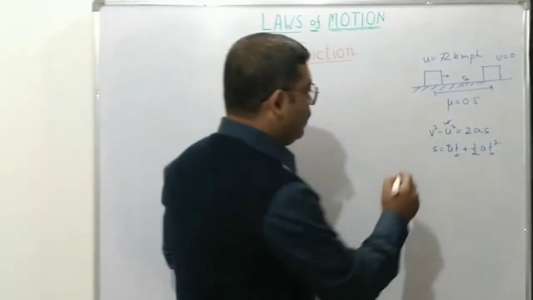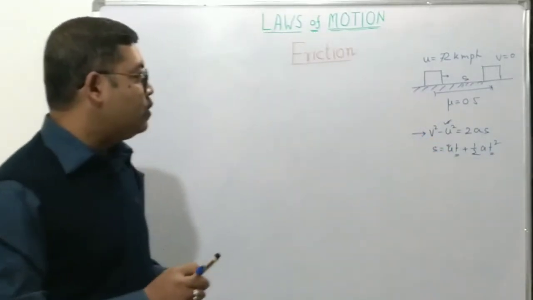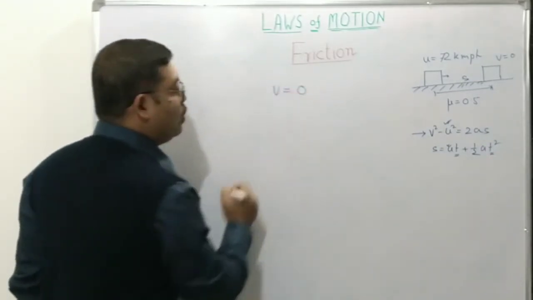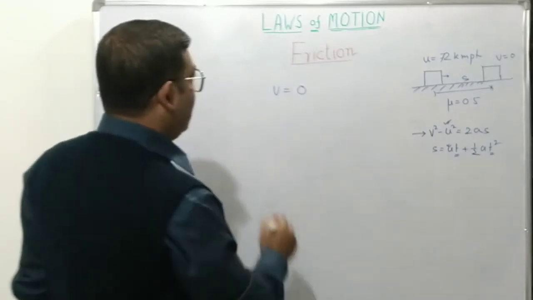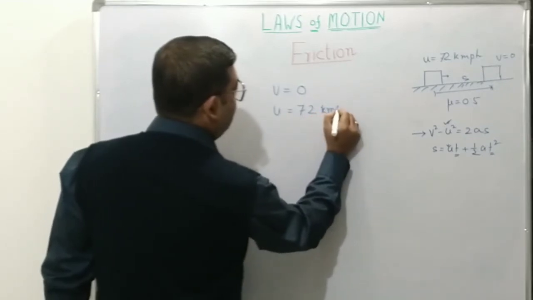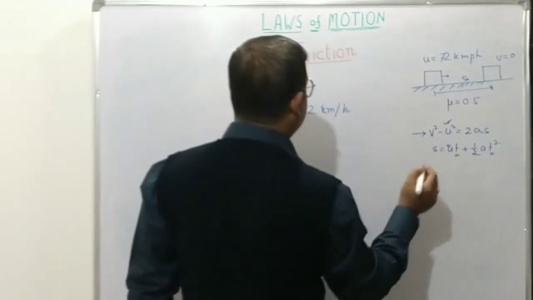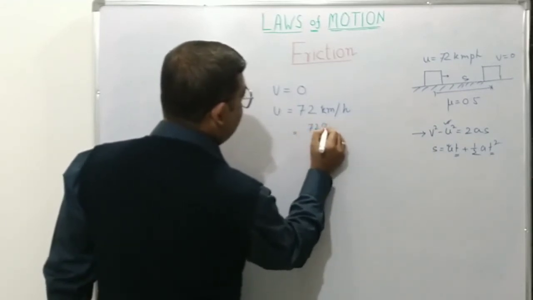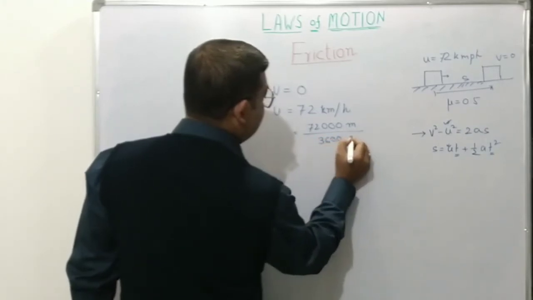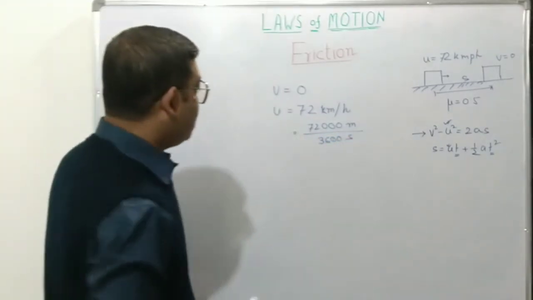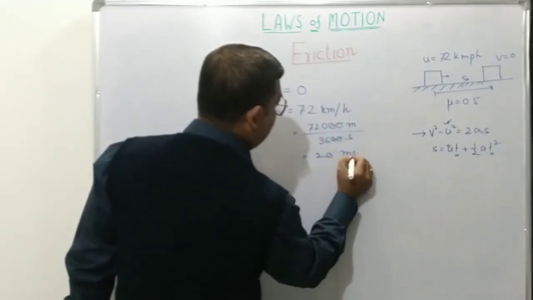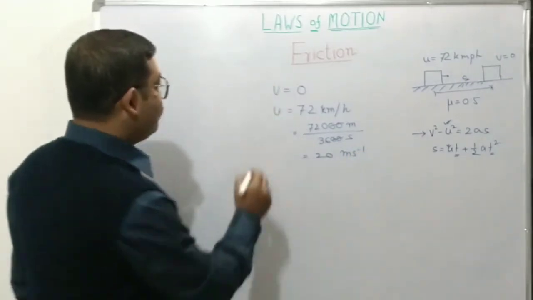So if we use this particular equation, v square equal to u square minus 2as, then we know that v is 0 because the object will finally come to rest. u is given as 72 km per hour, which is equal to 72,000 meter by 3600 seconds, since 1 hour is 3600 seconds, which will be 20 meter per second.